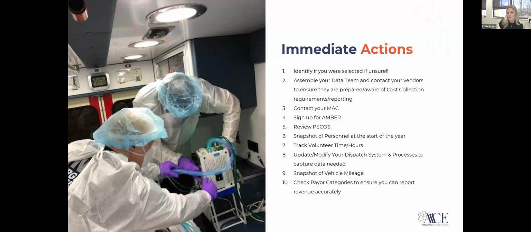Make sure you're tracking any volunteer time and hours. Make sure you're updating any systems within your billing system or your dispatch system to collect the information that you need to report on. And then make sure you're getting a snapshot of your vehicle mileage, but then also a snapshot of your personnel licensure at the start of your period. Because again, you have to report them where they started at the beginning of your fiscal or calendar year.